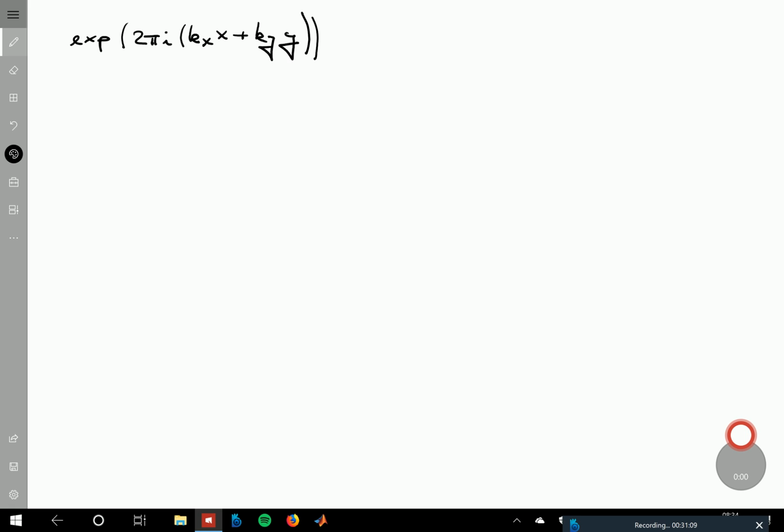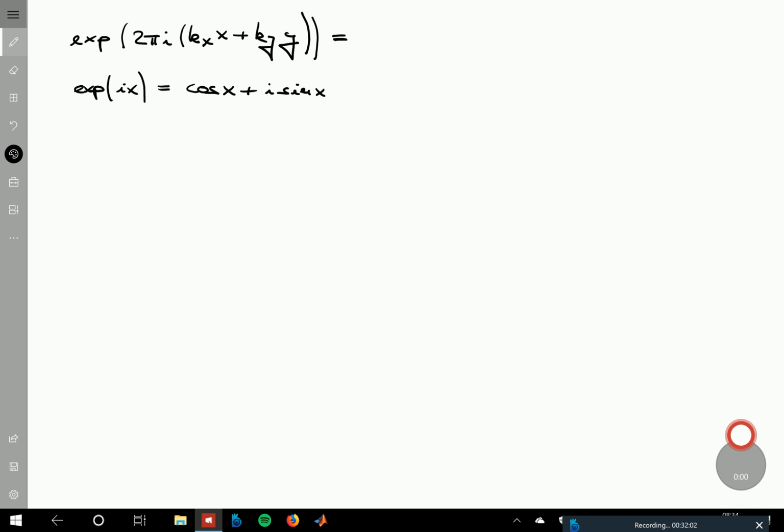Does anyone remember what e to the ix is equal to? No? So this is cosine of x plus i sine of x. I think we discussed it last time, but we also discussed it a long time ago when we discussed complex numbers and complex exponentials. So that's the relationship between complex exponentials and the cosine and sine functions.